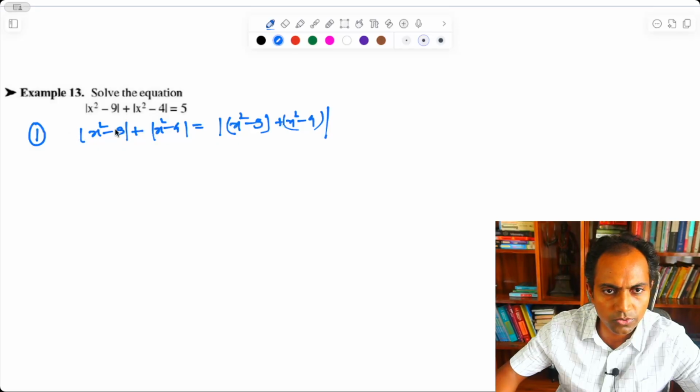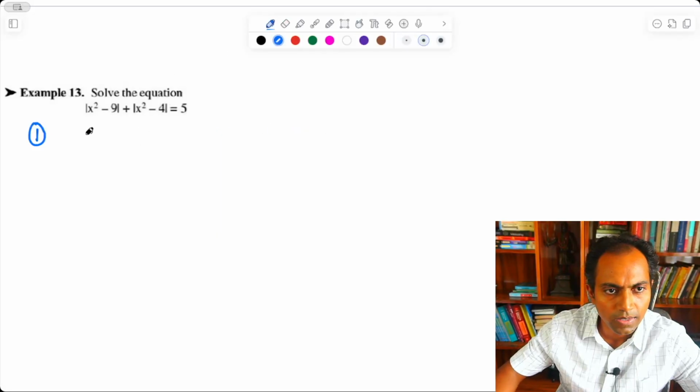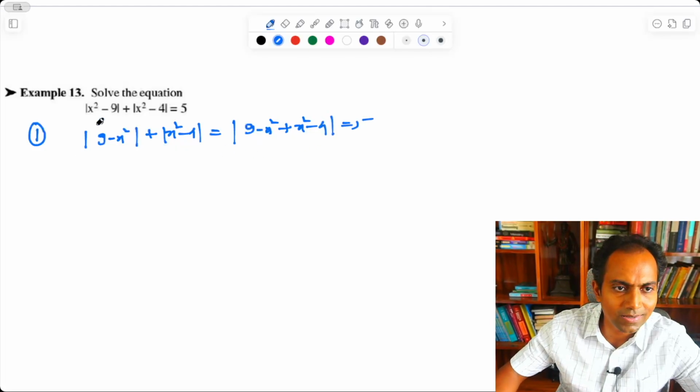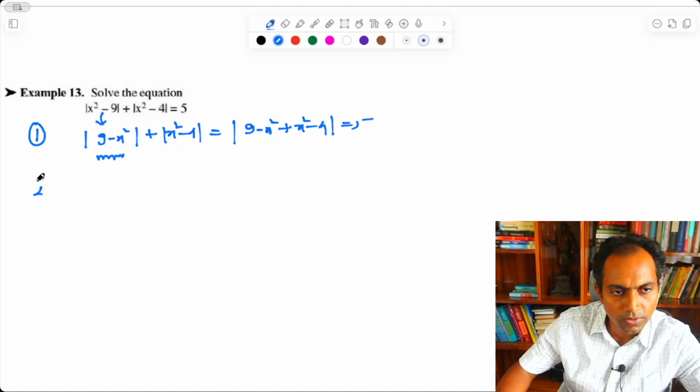So to adjust this out, we need to do a slight manipulation. This is not working out, but if I rewrite it like this, I write it as 9 minus x square. This I write it as x square minus 4. Now it works out, because now if I add both of these, it will become 5. So you can see that this slight manipulation and writing it like this has resulted in me having the ability to apply the property. So now I can apply the property.